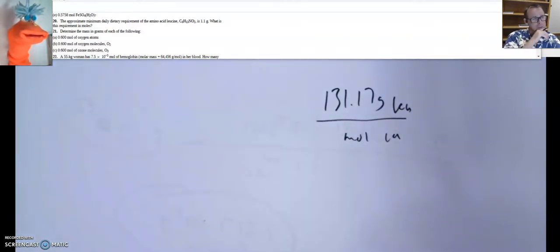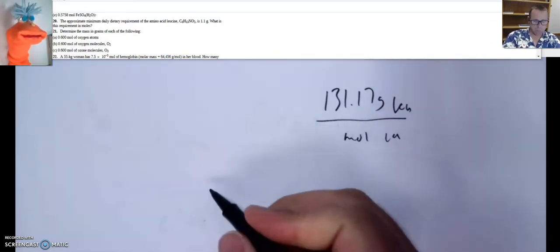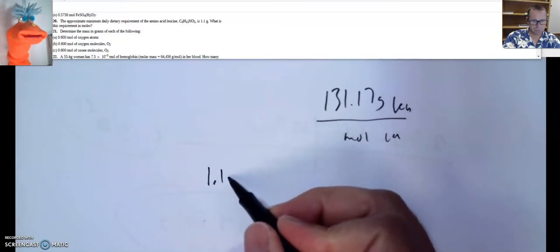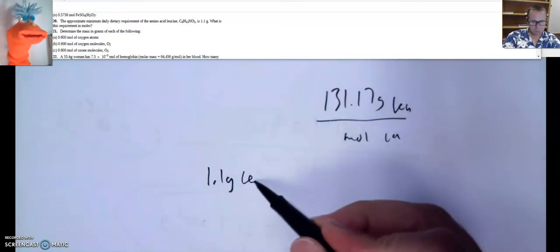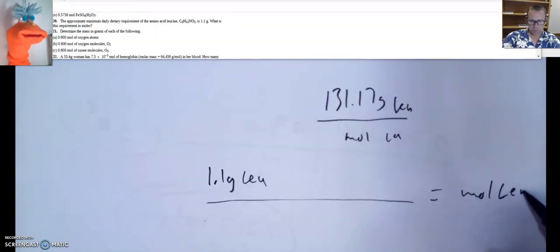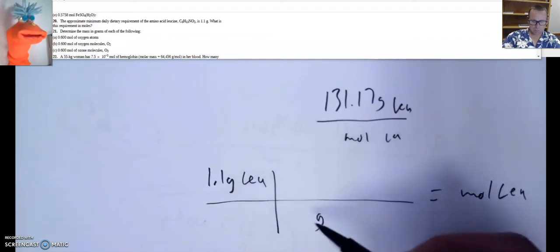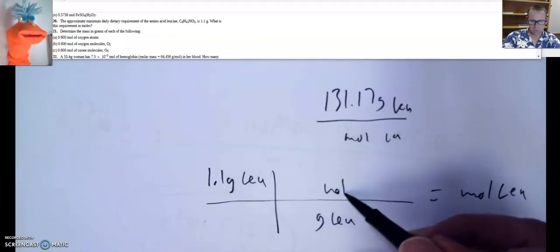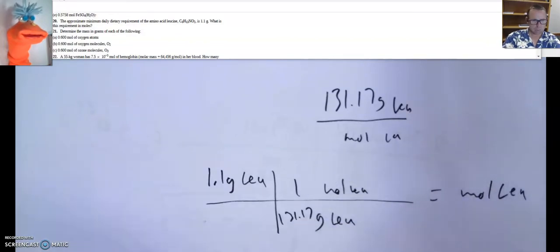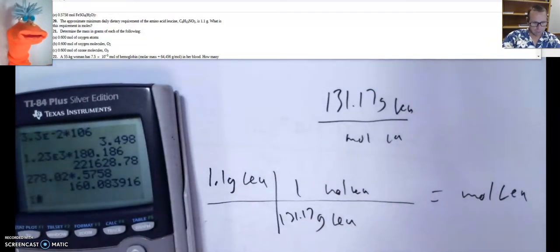Well, LEU, leucine. And then we got 1.1 grams, and we want to know what this requirement is in moles. So 1.1 grams of this stuff, and we want to know what it is in moles. All right, so I need my grams down below and my moles up top. For every mole, there's 131.17. So 1.1 divided by 131.17.